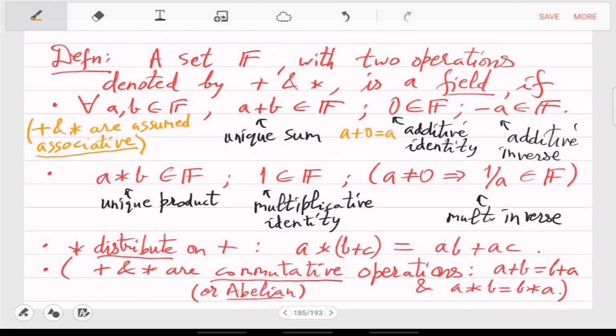And similar thing for product, where multiplicative identity means A multiplied by 1 is A, and relative to this, there is an inverse, which means A times A inverse is 1. Distributivity was clear and commutativity was implicit. We assume operations to be commutative in a field.